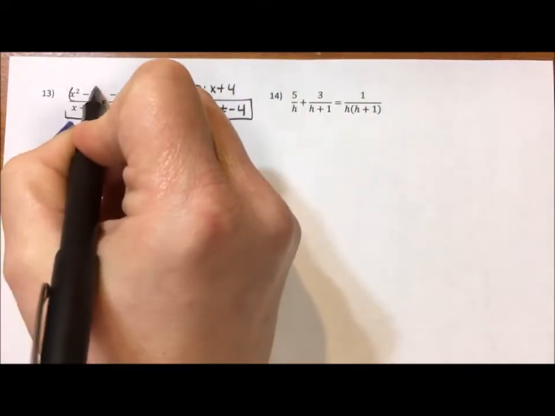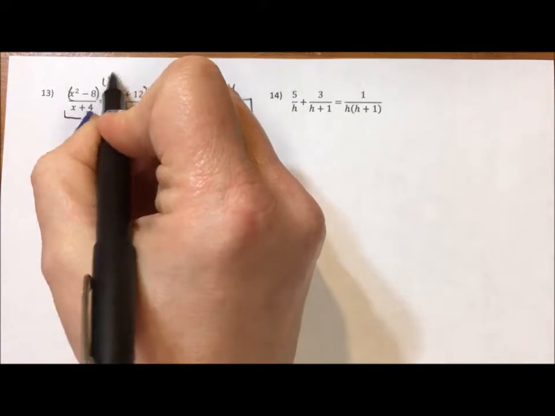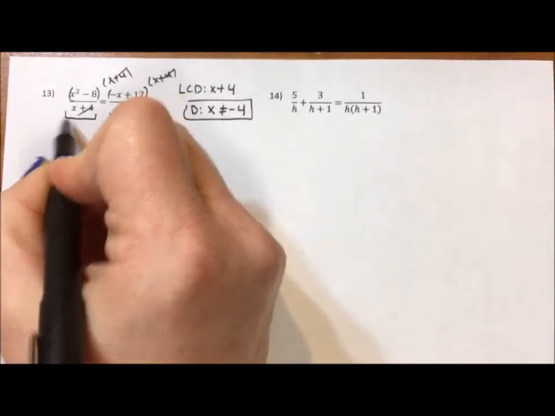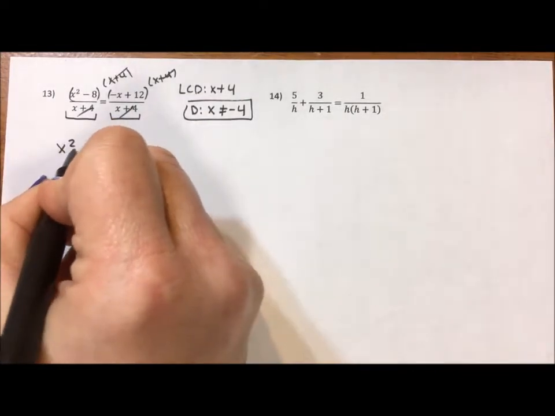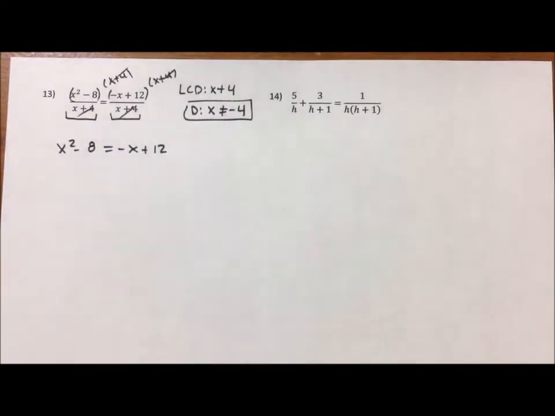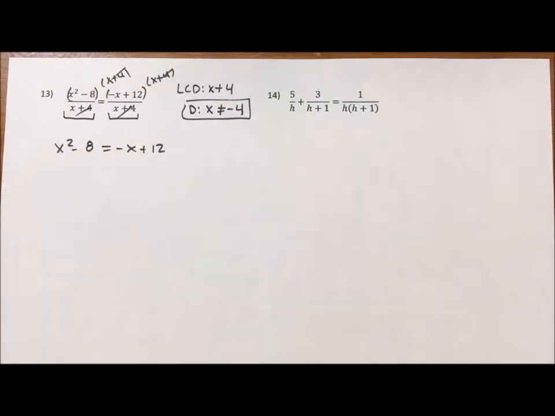But when we multiply both sides by x plus 4, the x plus 4's cancel, and we're left with x squared minus 8 equals negative x plus 12. This is a much more approachable question.